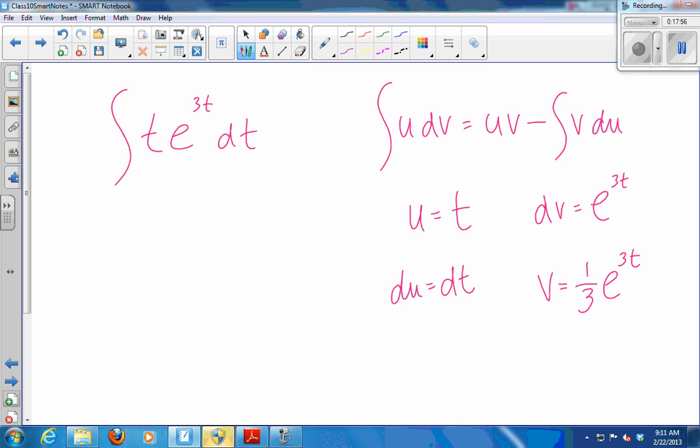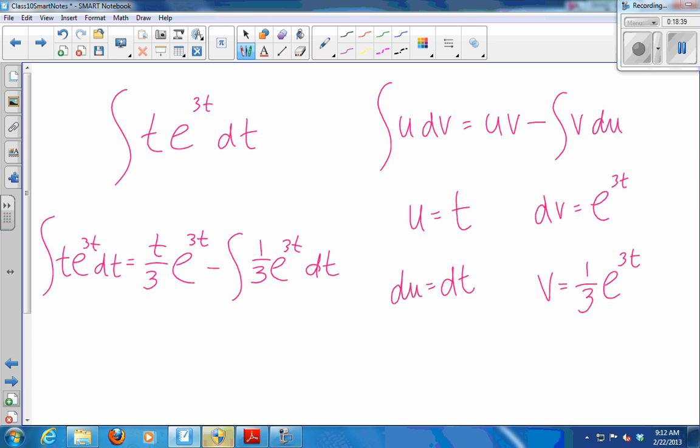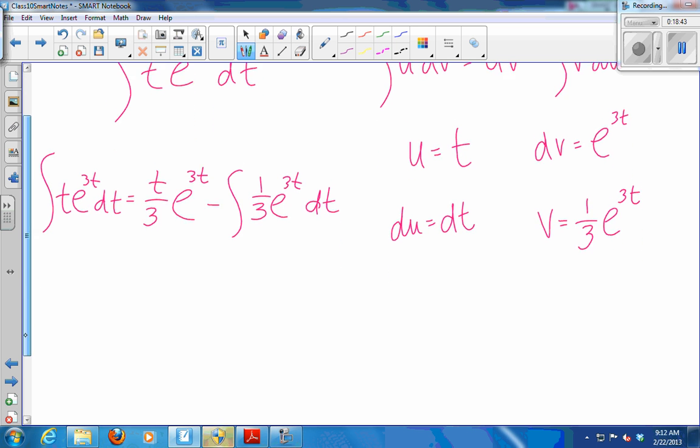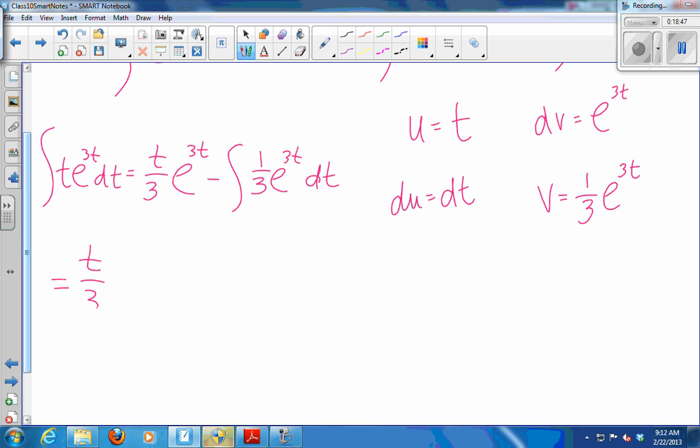So now I'm going to use the formula. u times v would be t over 3 e to the 3t. So if u equals t, then du/dt equals 1, and then multiply both sides by dt. So I have t over 3 times e to the 3t, that's u times v, minus the integral of v times du. So that would be 1/3 e to the 3t dt, because du equals dt. So I have t over 3 e to the 3t minus, now I have to take this integral. That would be 1/9 e to the 3t.